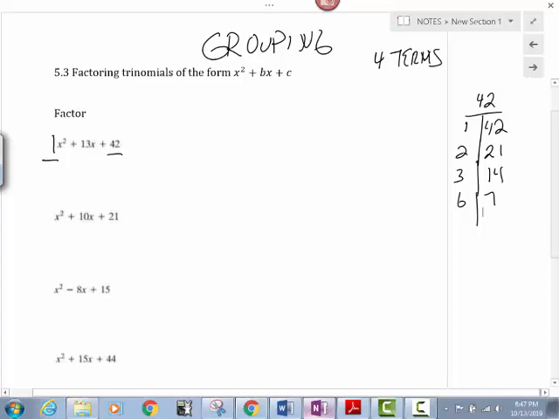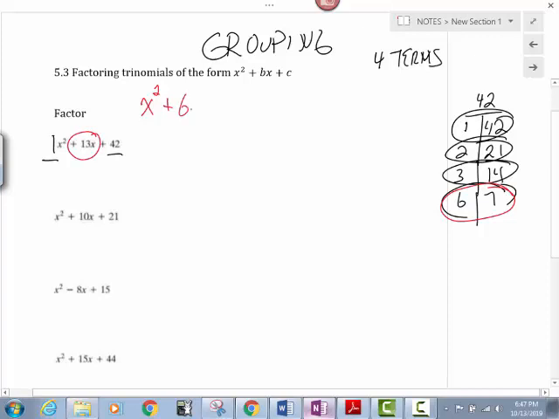What I'm going to do, guys, is look for the pair of numbers that multiply to 42. So I'm going to look at these numbers in pairs, and I'm going to ask myself, which of those pairs, when I add them together, gives me the number 13? Well, I know the numbers 6 and 7 add up to 13, right? So this is what I'm going to do first. I'm going to rewrite the problem like this: x squared, and instead of writing 13x, I'm going to write 6x plus 7x, and then I'll put my 42 at the end, right?